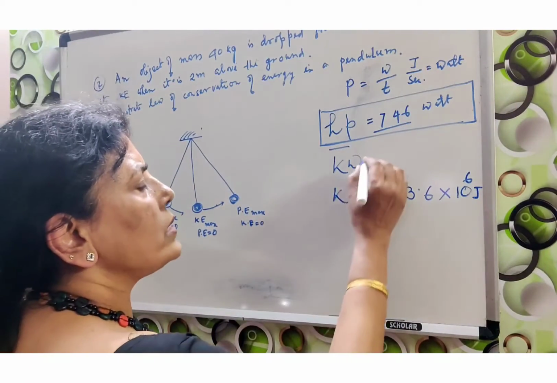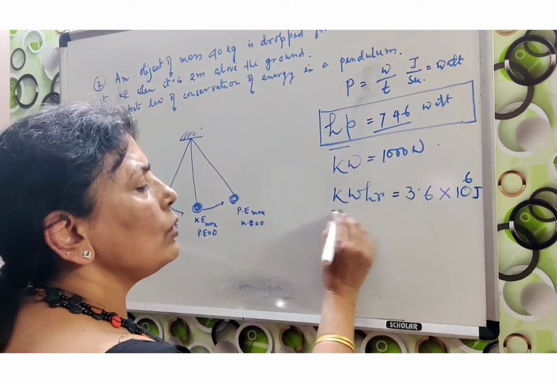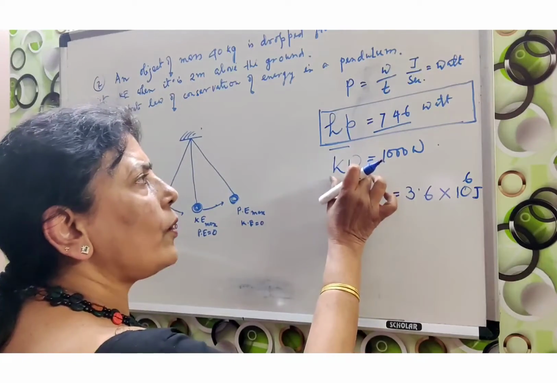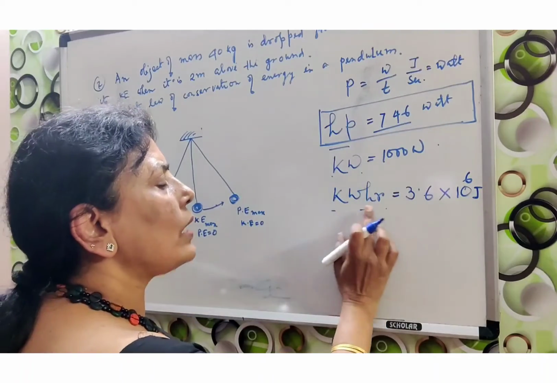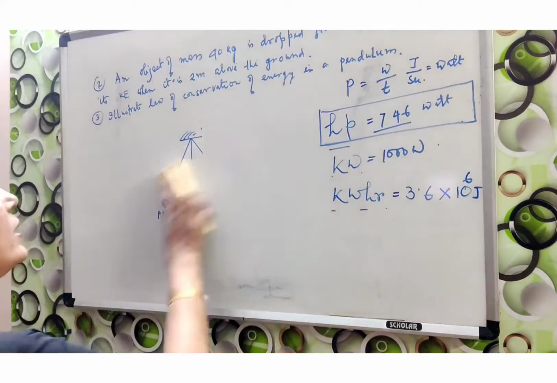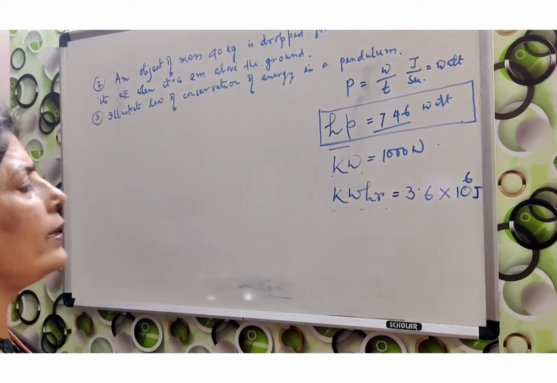Now what is kilowatt? 1 kilowatt is equal to 1000 watt. And what is kilowatt hour? Kilowatt is an SI bigger unit of power. Horsepower is also a unit of power, but kilowatt hour is a unit of energy. It is a unit of electrical energy, or the commercial unit of electrical energy.